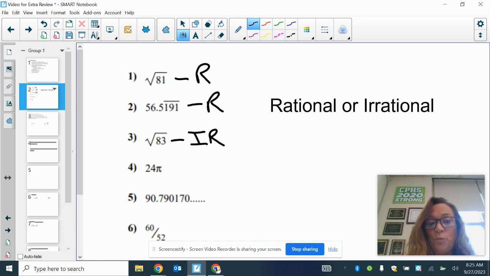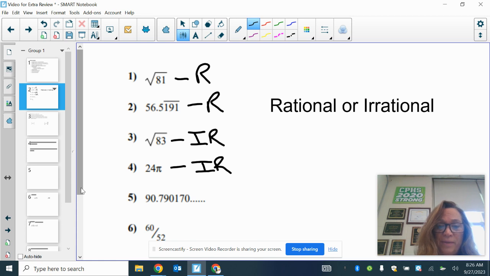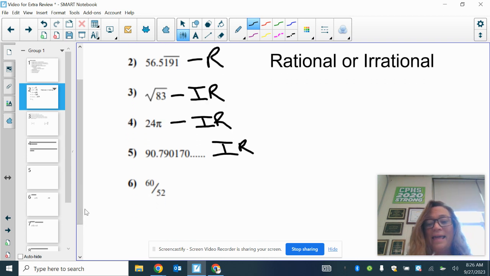24 pi just means 24 times pi. And if you can type that in your calculator if you want, it's going to be a non-terminating, non-repeating decimal, irrational. Okay, so 90.790170. There is no repeating, so irrational. Okay, 60 over 52. Anything that can be written as a ratio of integers, meaning a fraction with an integer in the numerator and an integer in the denominator, is always going to be rational.